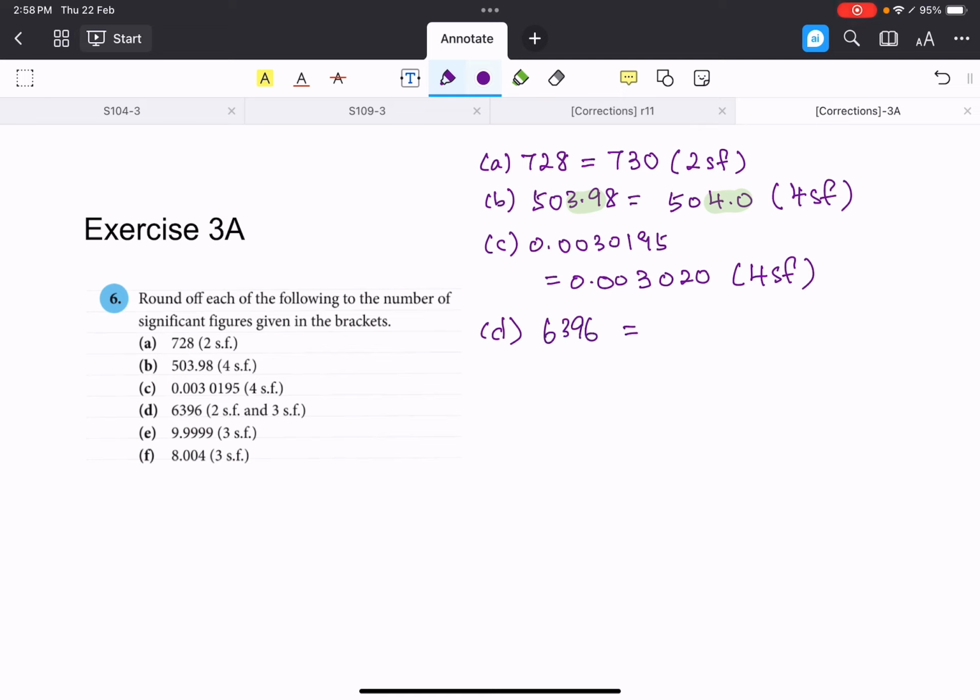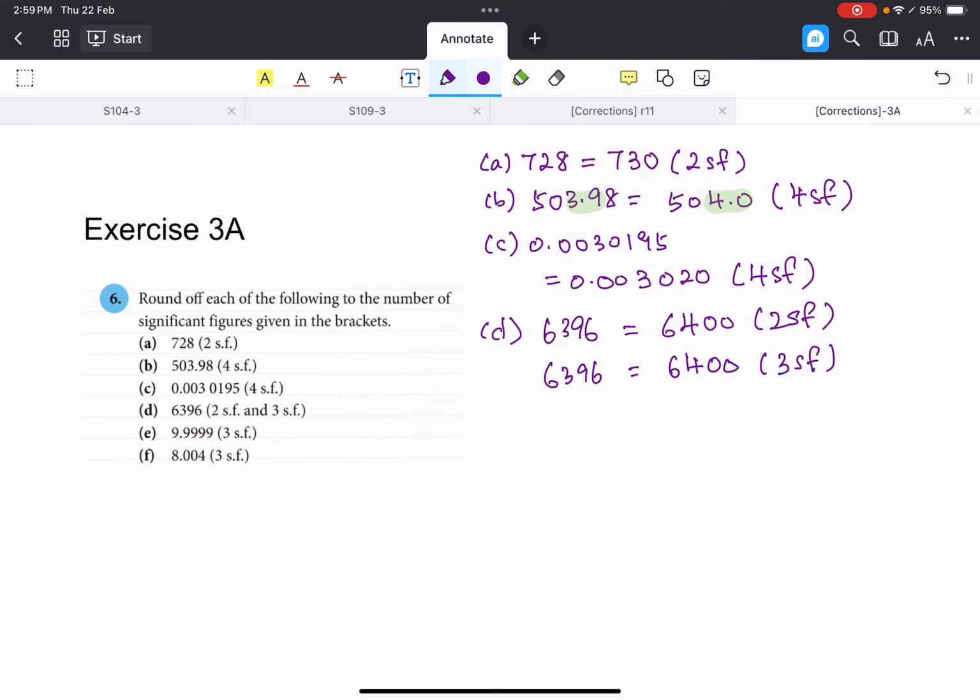Part D, we have 6396. Now 6396, two significant figures will be 64, but we need the 0s at the back as placeholders. So this is two significant figures. Then for three significant figures, it actually looks the same. But of course, what's different is that of the two zeros there, one of them is not significant, the other is still a placeholder. So three significant figures here.